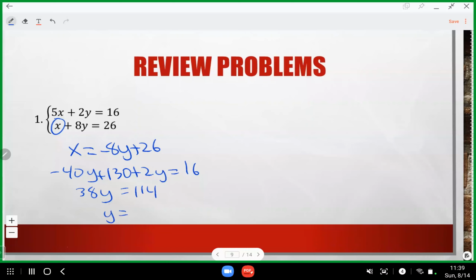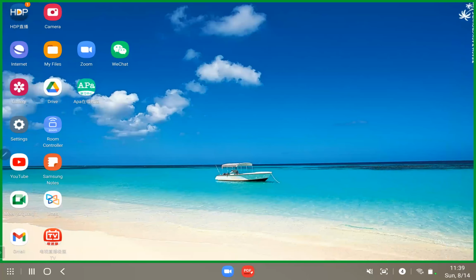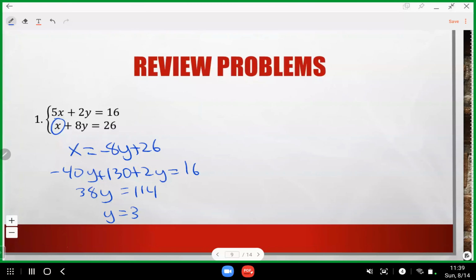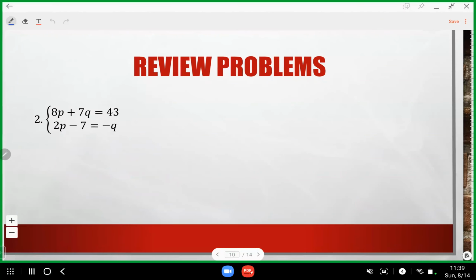Y is going to be equal to, what is it, 3? Yeah, I think 3. All right, and then x. After you plug this in, x plus 24 is going to be equal to 26. X is equal to 2. All right, there you go. Next problem.